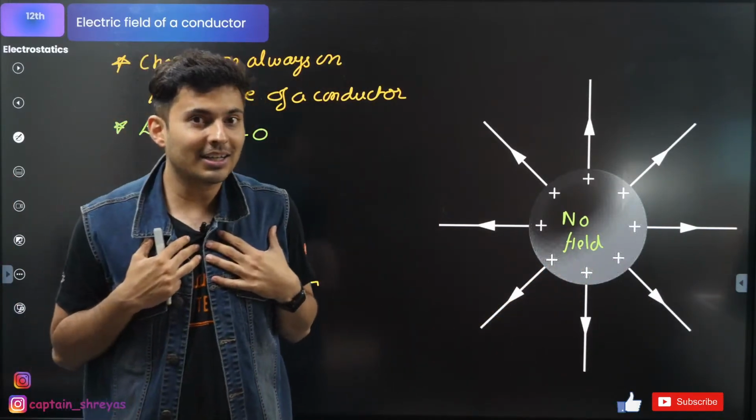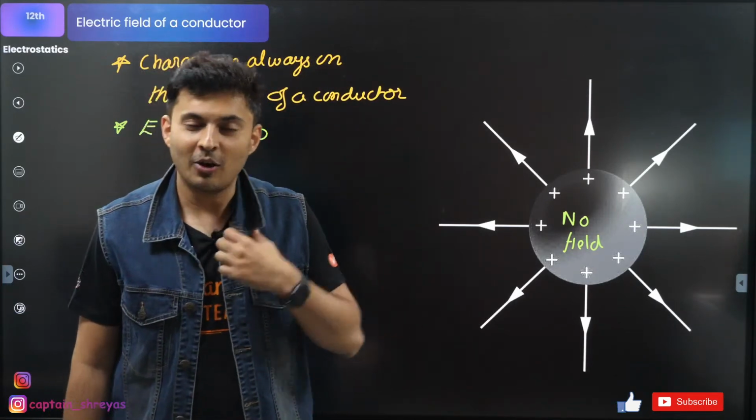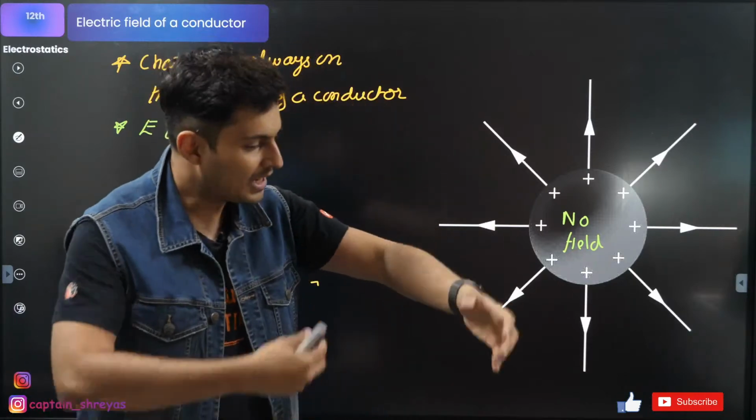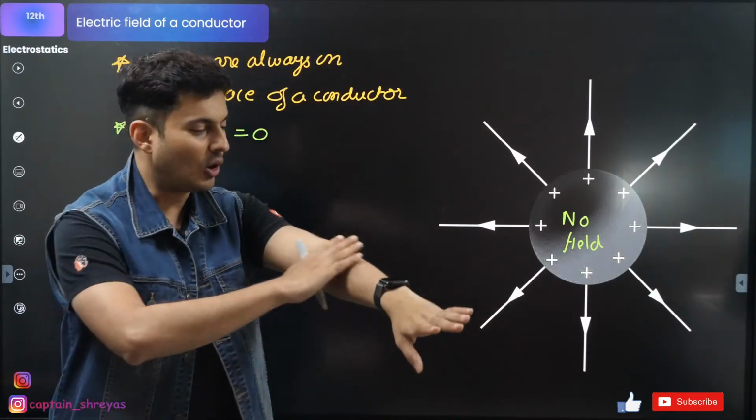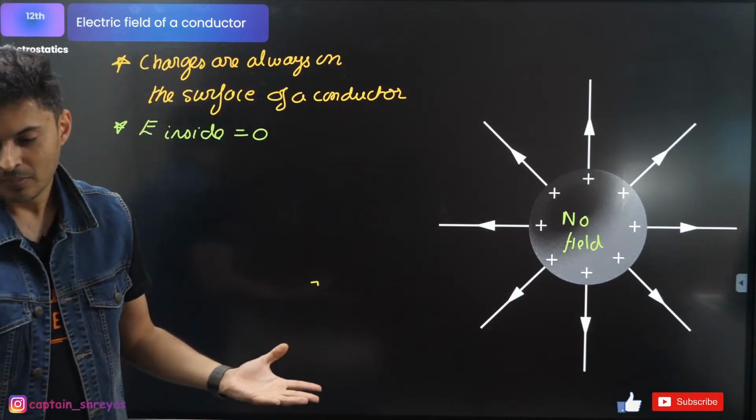So if I am a conductor, you will always see the charges on my skin and not in my organs or in my brain or inside my flesh. No, it's always going to be on the skin. Remember that, if I were a conductor.